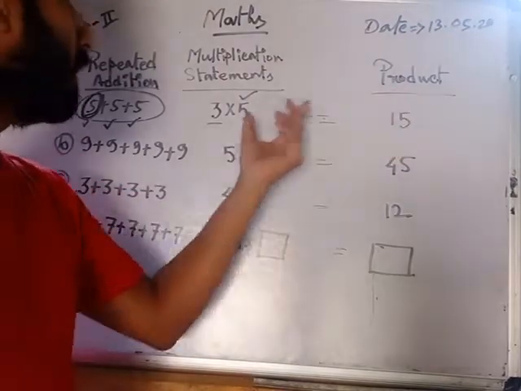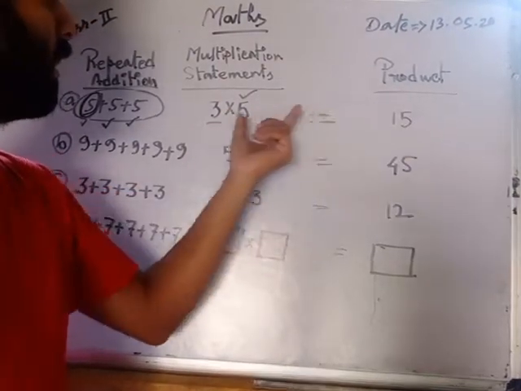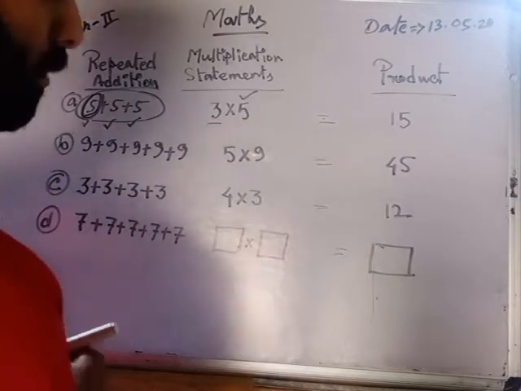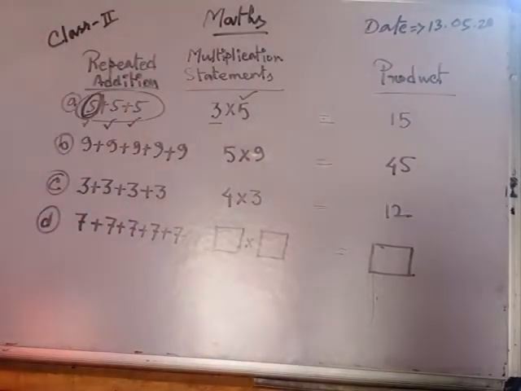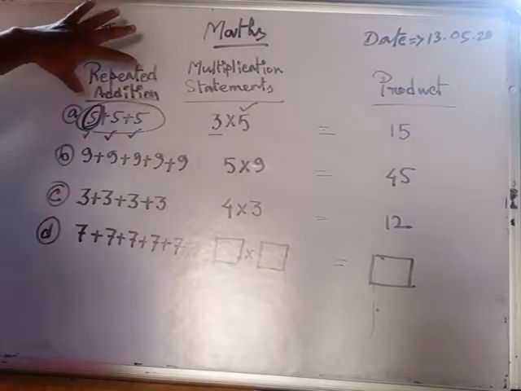And product is the result of multiplication, the one which we get after multiplication, that is called the product. Do you understand? I will tell you again what is repeated addition.